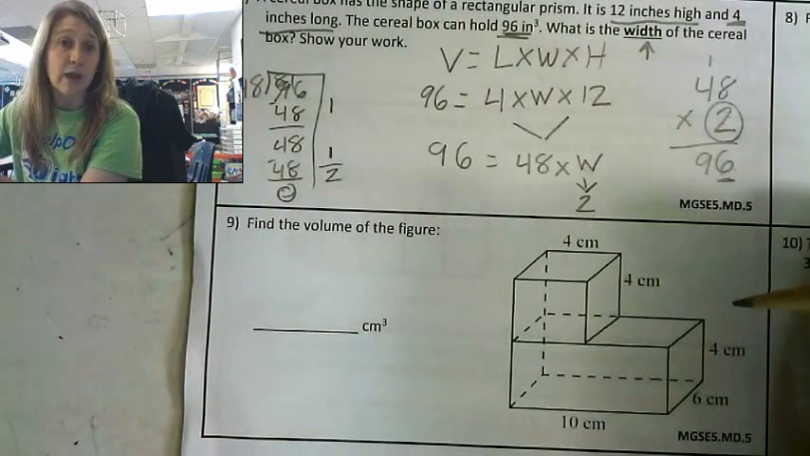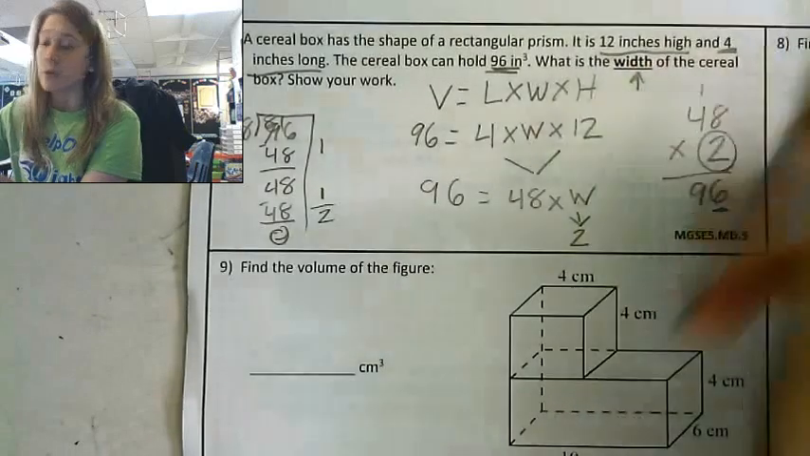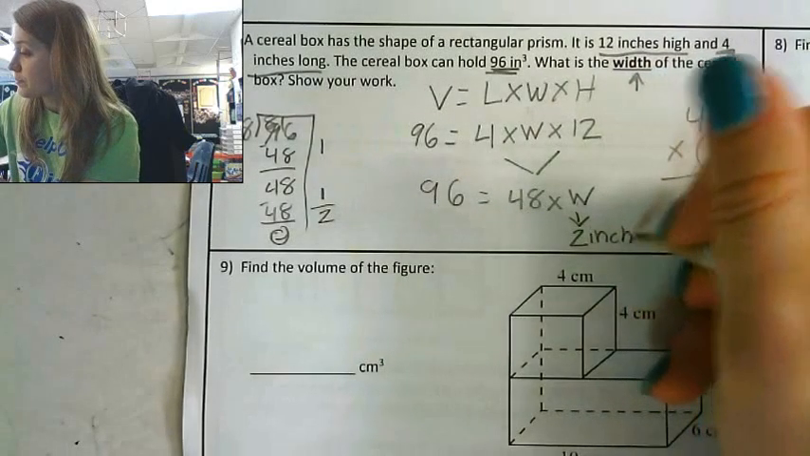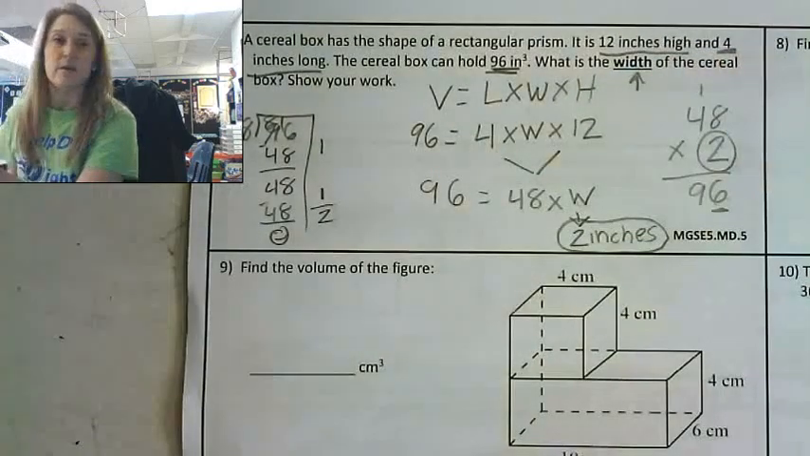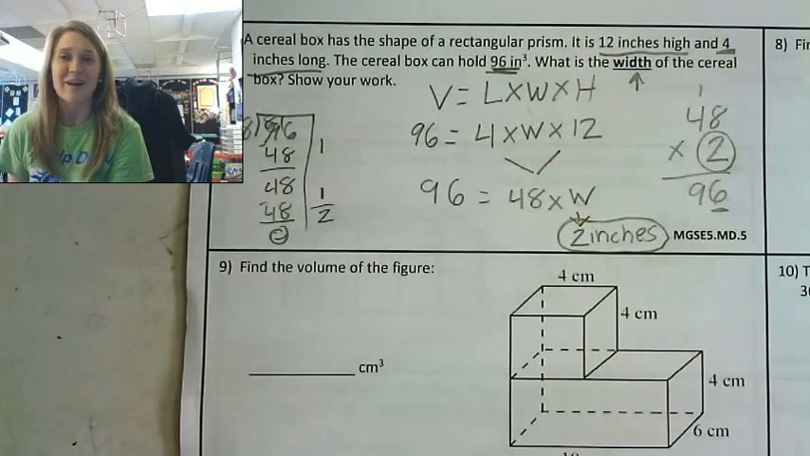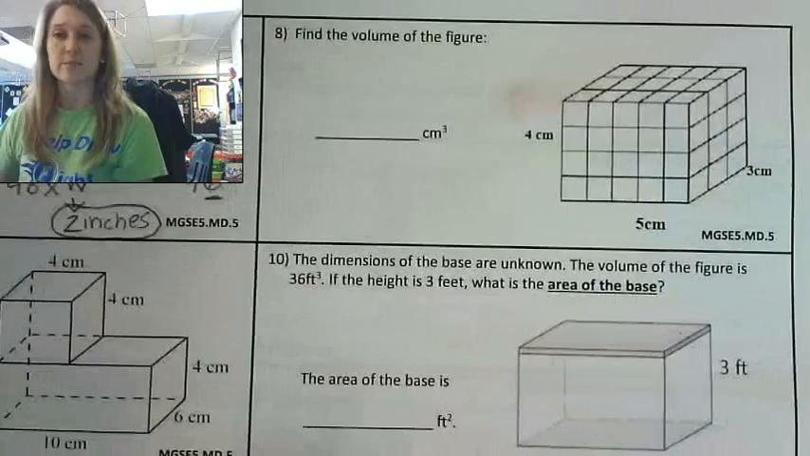But not just 2, right? There are words in our problem. There are words in our answers. This is 2 inches. And I'm going to circle that so that Miss Ross doesn't have a hard time finding my answer. Okay? So that's how we would do number 7. Let's move on to number 8.